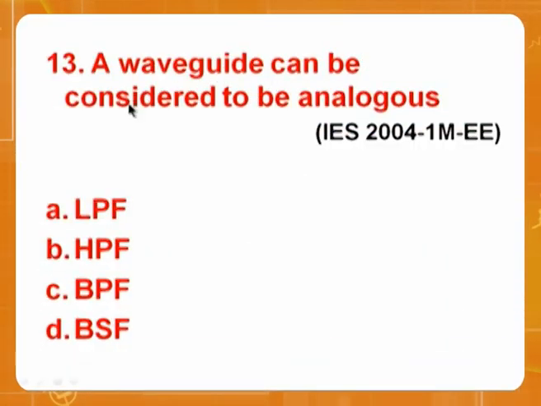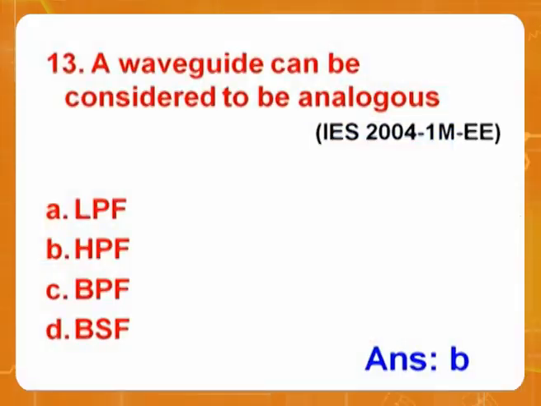Then the last problem. A waveguide can be considered to be analogous to which of the four filters? It's given in IES, but for EEE it is very surprising, because the word waveguide, even EEE people do not know. I don't know why it's given, but the answer we can easily understand. Waveguide means high frequencies. If it passes high frequency, we call it a waveguide. So the option straight away is B.